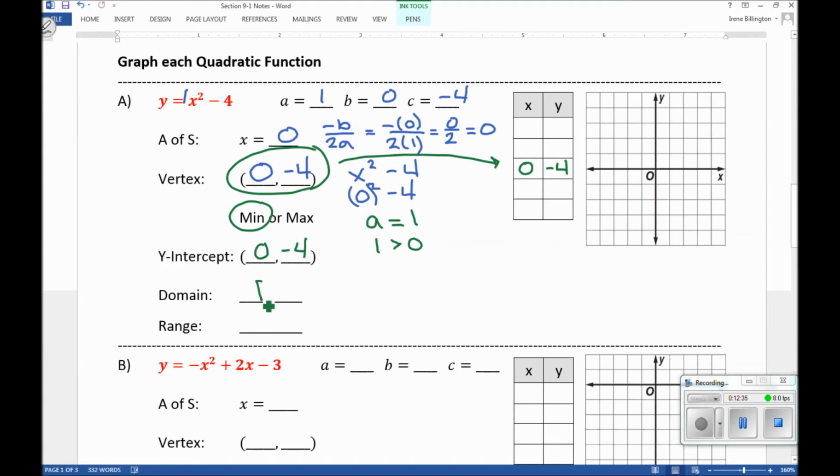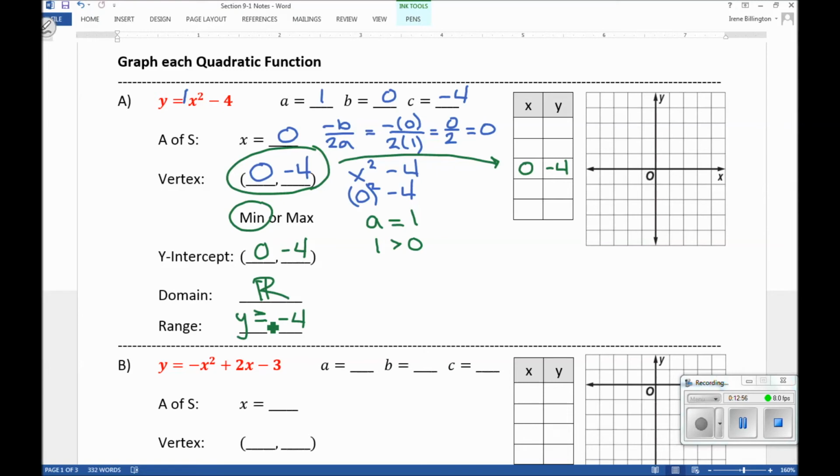Domain is always all real numbers. And then our range. So our range comes from our vertex. So negative 4 is the y value of my vertex, and that's the minimum point. So my y values have to be greater than or equal to negative 4. All right, now let's move over to our t-chart.